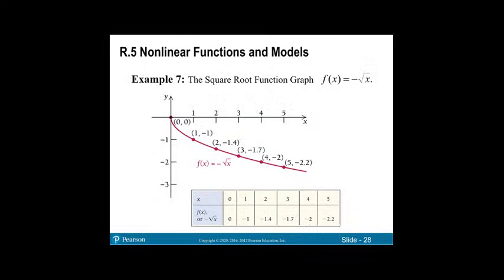Then we have the square root function. They decided to graph the negative square root, so this is going to be the bottom half of a sideways parabola. You can see here they show several values of x and found the corresponding y.